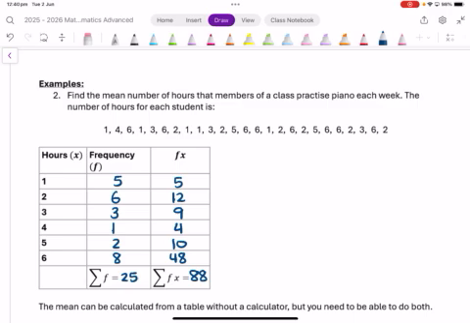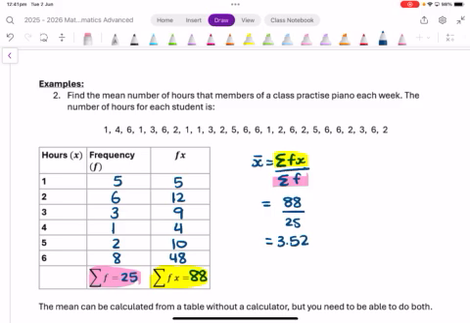So our mean, which is our X bar, is equal to the sum of our FX over the sum of our F. Our sum of FX is 88 and our sum of F is 25. So this is just 88 over 25, which equals 3.52.